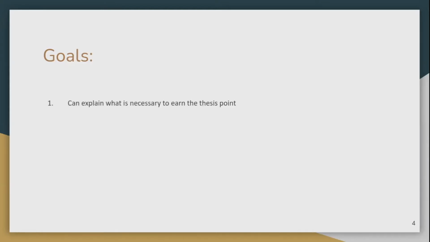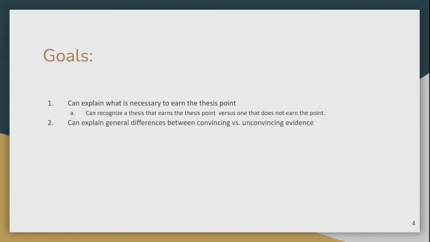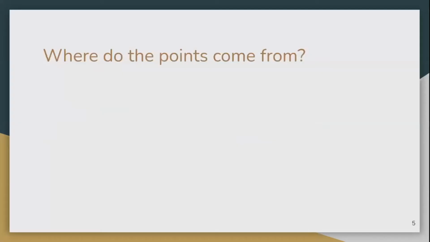So one of the things I wanted us to talk about was what's necessary to earn the thesis point. We'll look at a couple of sample thesis statements that earn the point versus those that don't. Also general differences between convincing and unconvincing evidence, and connecting a longer work to universal meaning and forming an interpretation. This is just an overview, and more detail will come in those later sessions today. All right, so where do the points come from?